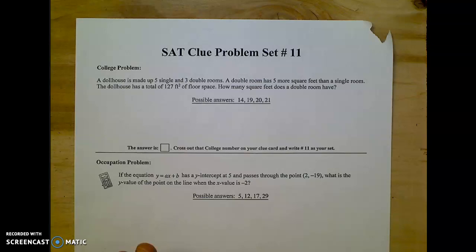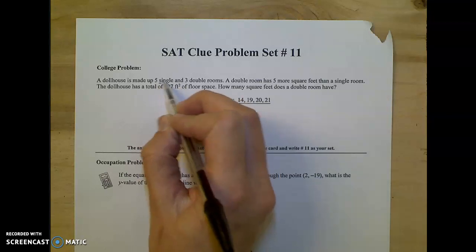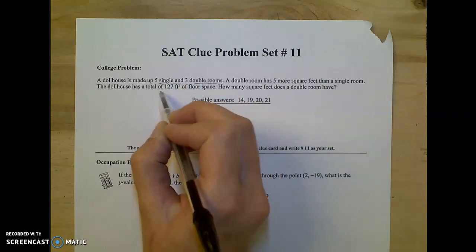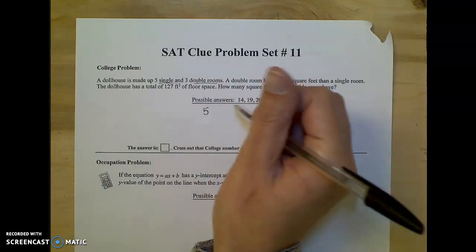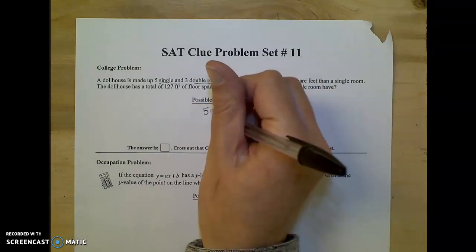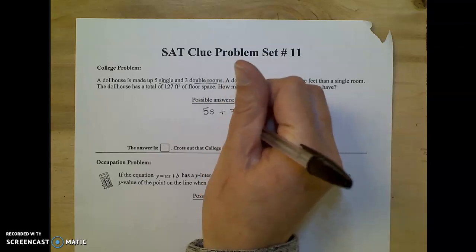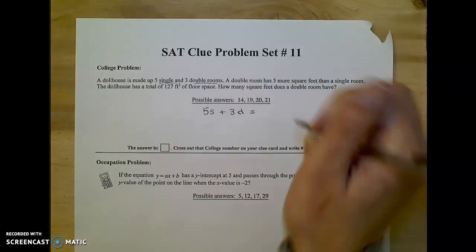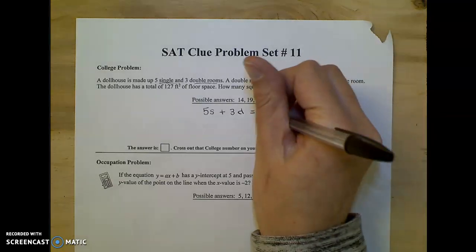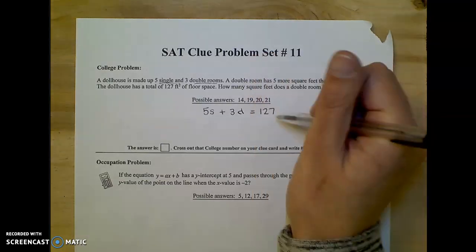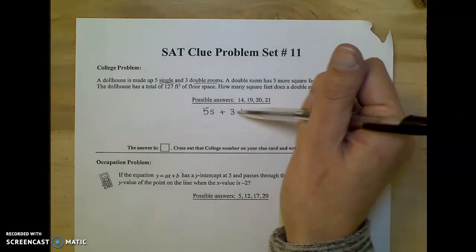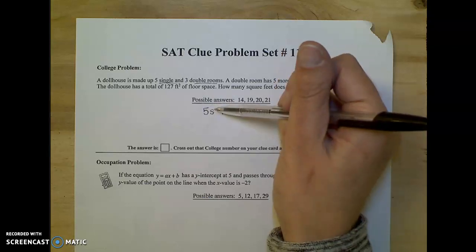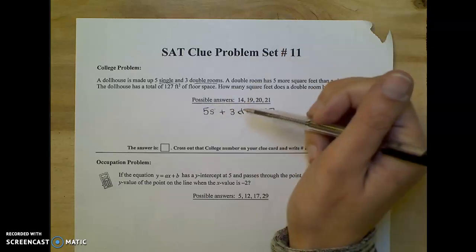So I got really nervous and thought that I had to find area and stuff here. But I don't think we really do, because we're talking about the rooms and the total area of space. So I more so wrote this up as a system of equations. So we got 5 singles and 3 doubles for a total area of 127 feet of floor space. I don't know the square feet of each of those rooms, but I have 5 single ones and 3 double ones, whatever those areas are.